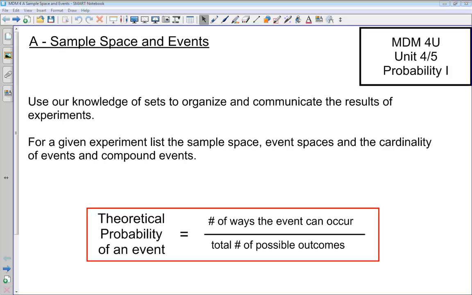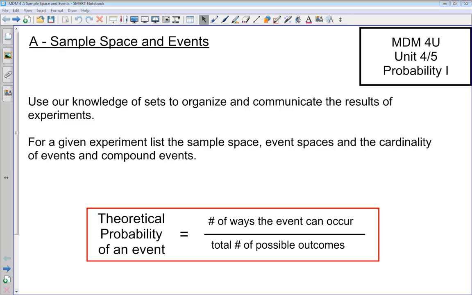This is our first lesson in Unit 4 or 5, where we are starting to talk about probability itself. So what we're going to cover today is sample space and events, and mainly this is just going to be terminology. We want to take our knowledge of sets that we gained in the previous units, and we want to be able to organize and communicate the results of experiments.